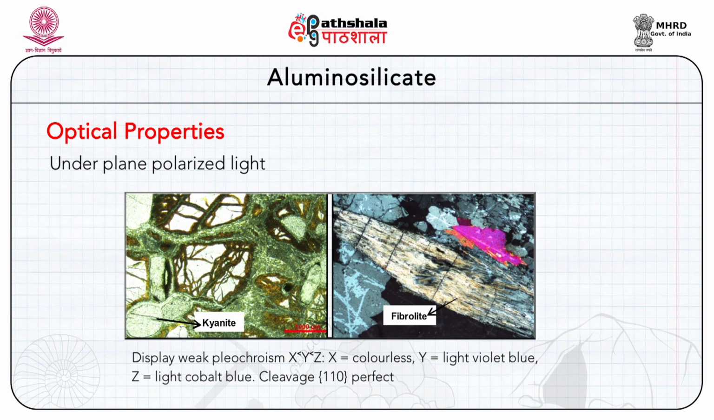Kyanite shows high relief and is commonly bladed in habit. Radiating aggregates of blades are also common. Usually colorless in thin sections, but may sometimes show pale blue color. It displays weak pleochroism with X less than Y less than Z, and X is colorless. Y shows light violet blue green color, Z shows light cobalt blue color. Cleavage is perfect on the 110 face.